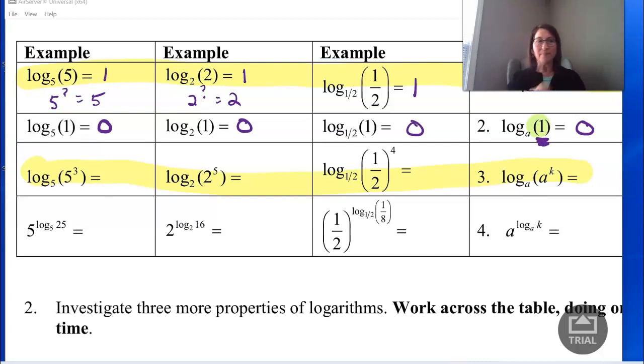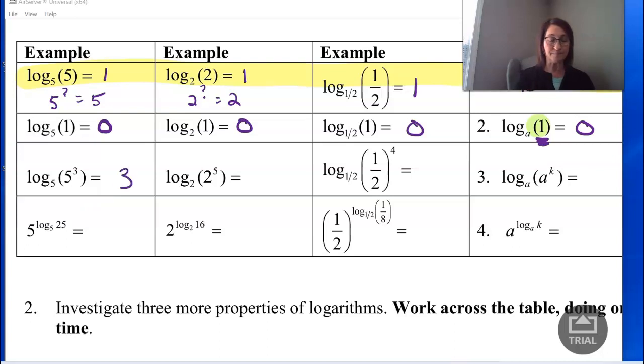So for this one, I've got log base 5, and my argument is an exponent, 5 to the 3rd. So if I set this up in exponential form, it would be 5 to the question mark is equal to 5 cubed. Well, because my bases are the same, that means my exponents need to be the same. So that question mark must be equal to 3. That means that whole thing gets evaluated to be 3.